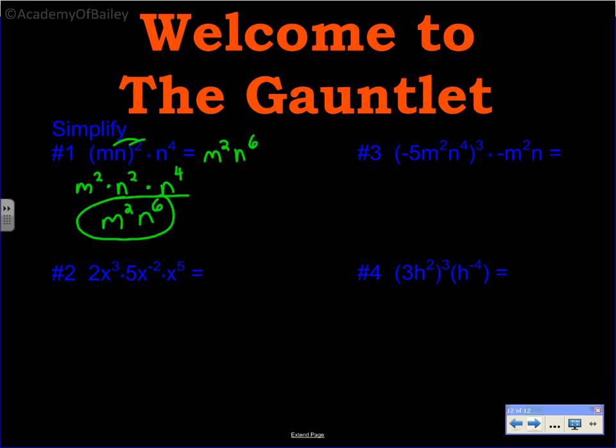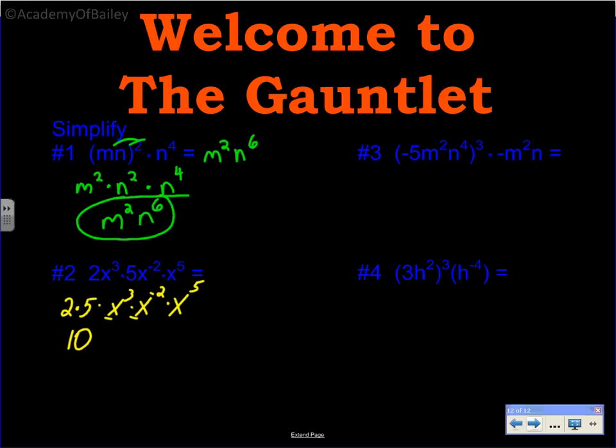Let's look at number 2. Number 2, let's use the commutative property to rearrange some things. We're going to put 2 and 5 together because we can multiply those. And then we're going to put x cubed times x to the negative 2nd power times x to the 5th together because they all have the same base. So 2 times 5 will give us 10.